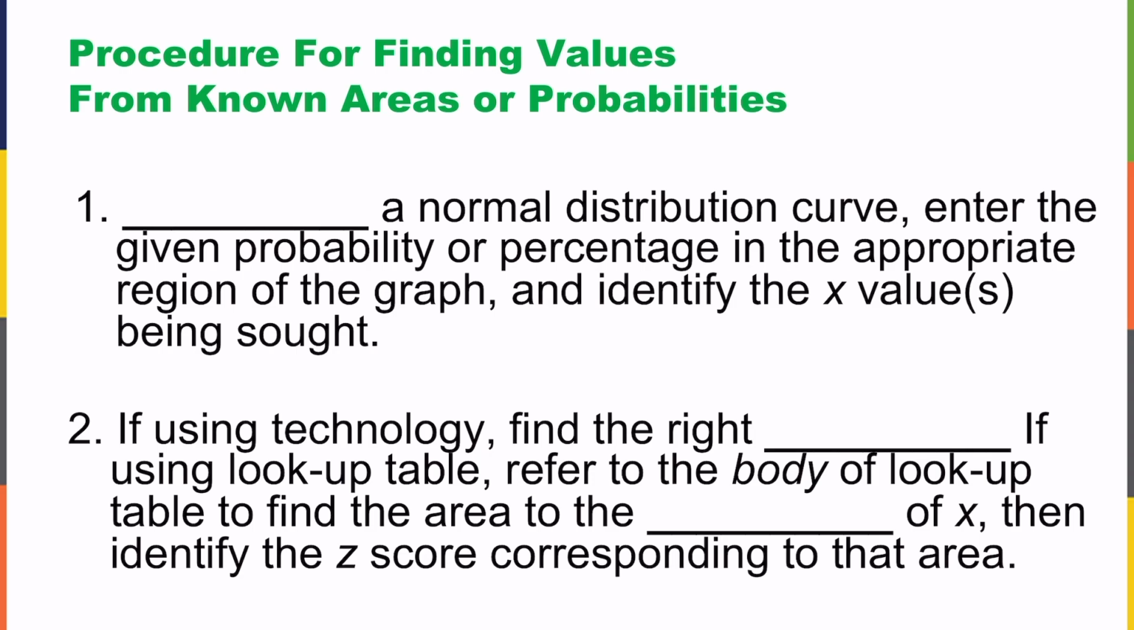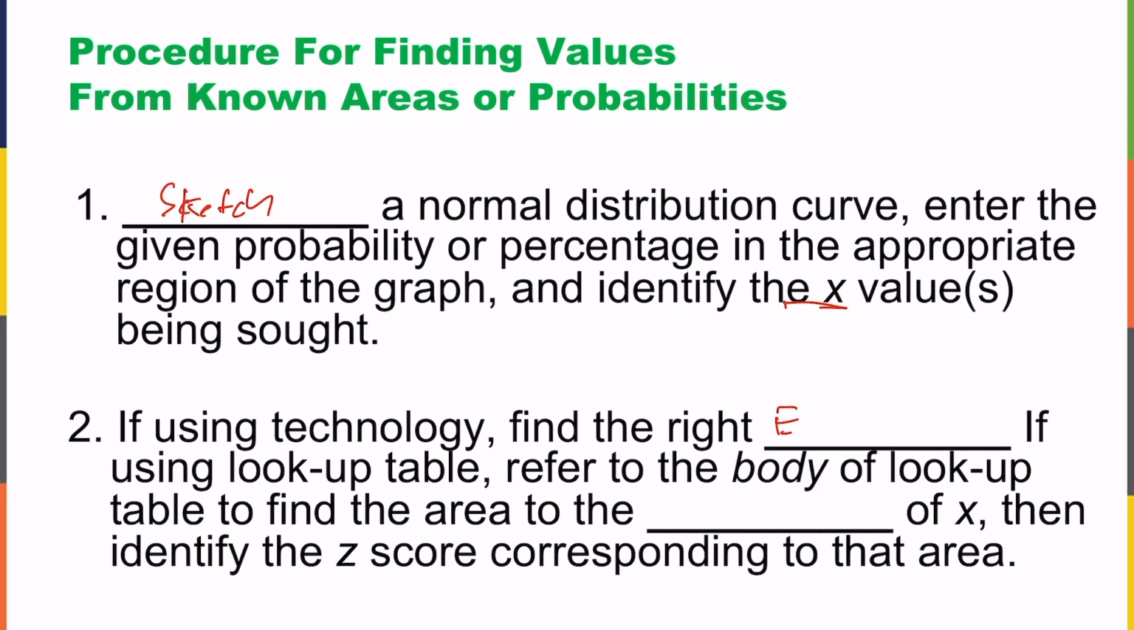So, the procedure for finding values from known areas or probabilities is to sketch a normal distribution curve, enter the given probability or percentage in the appropriate area, and identify the x value that's being sought. Then, using technology, find the right Excel function.